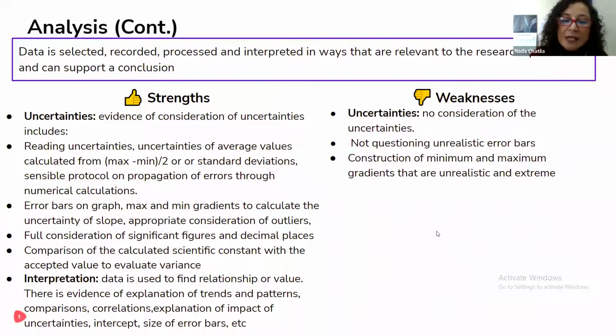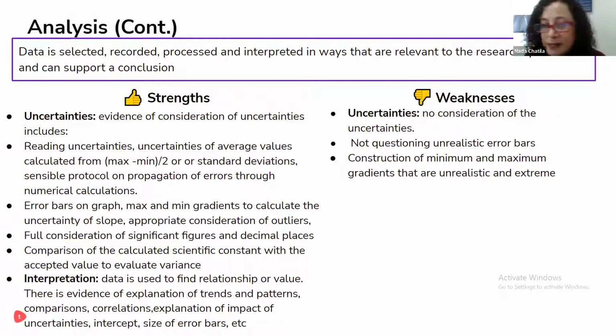interpretation, data is used to find relationship or value. Now, the equation is there, the best fit line is there. The students should, first of all, describe the graph, comment on the trend in the graph. What do they observe? What patterns do they observe? They need to compare their graph to an expected graph as per the theory. They can even draw it on another graph, the experimental one and the theoretical one.